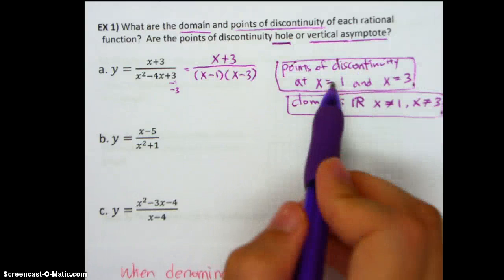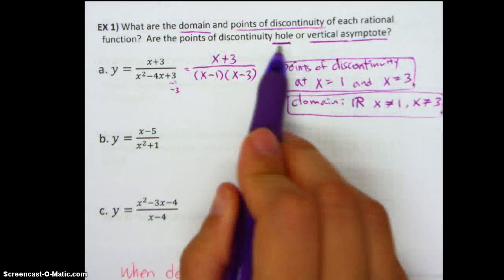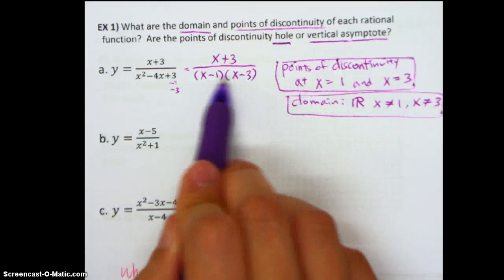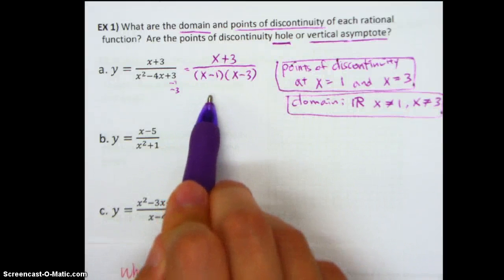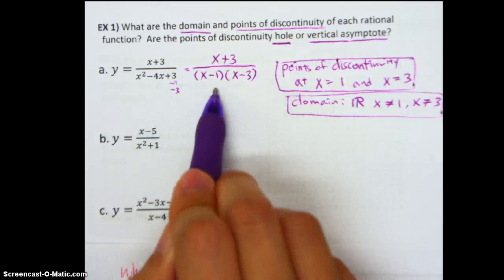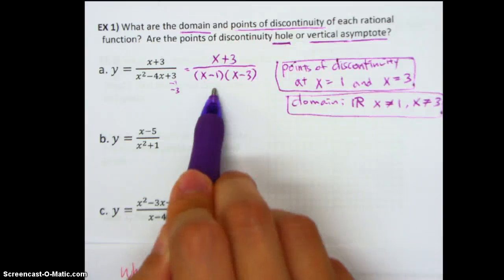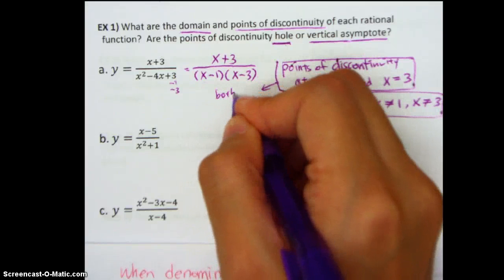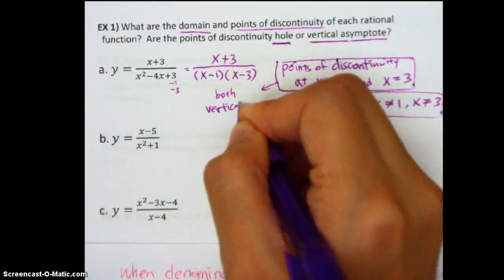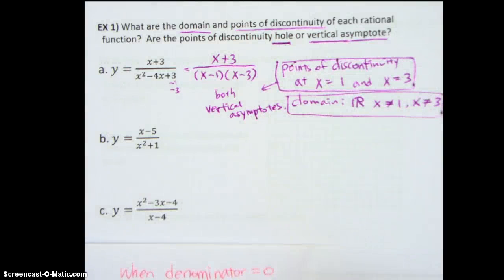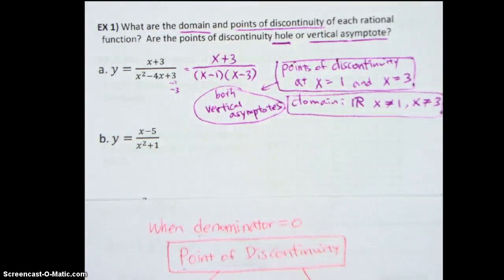And then we have to figure out if these points of discontinuity are holes or vertical asymptotes. If you look at these factors, is there anything that I can cancel? There's none that I can cancel. That means the denominator will just remain as it is, so we'll have vertical asymptotes. It will be both vertical asymptotes. So we have figured out all the information. Let's look at the second example.